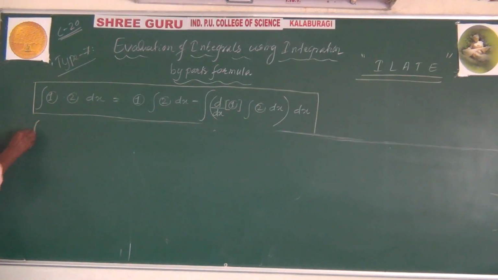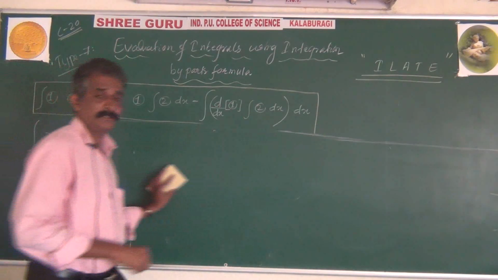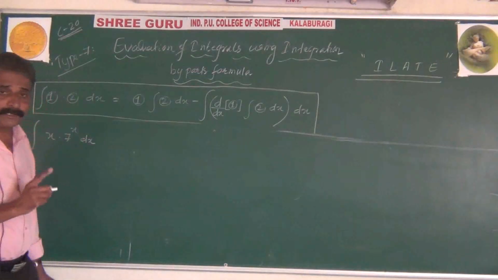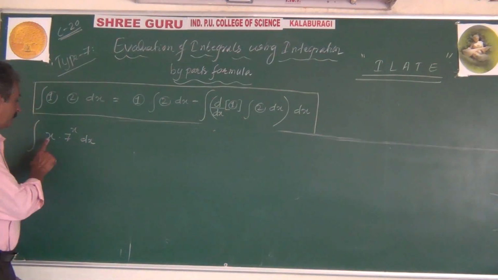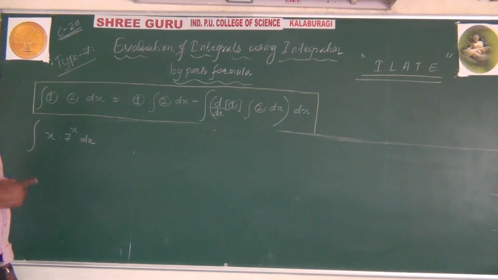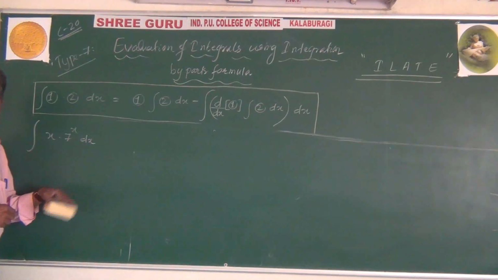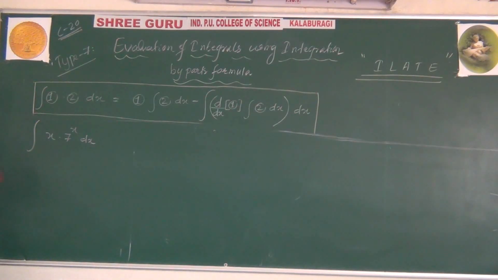Find the integration of x into 7 to the power of x dx. 7 power x is an exponential function, and x is an algebraic function. Compulsorily, x is the first function and 7 power x will be the second function. Let the first function be x and the second function be 7 power x.